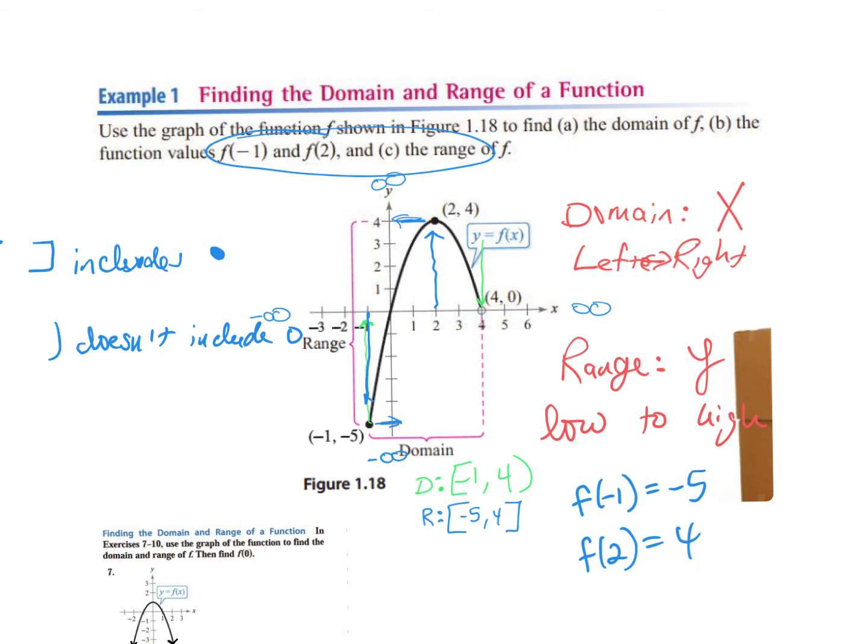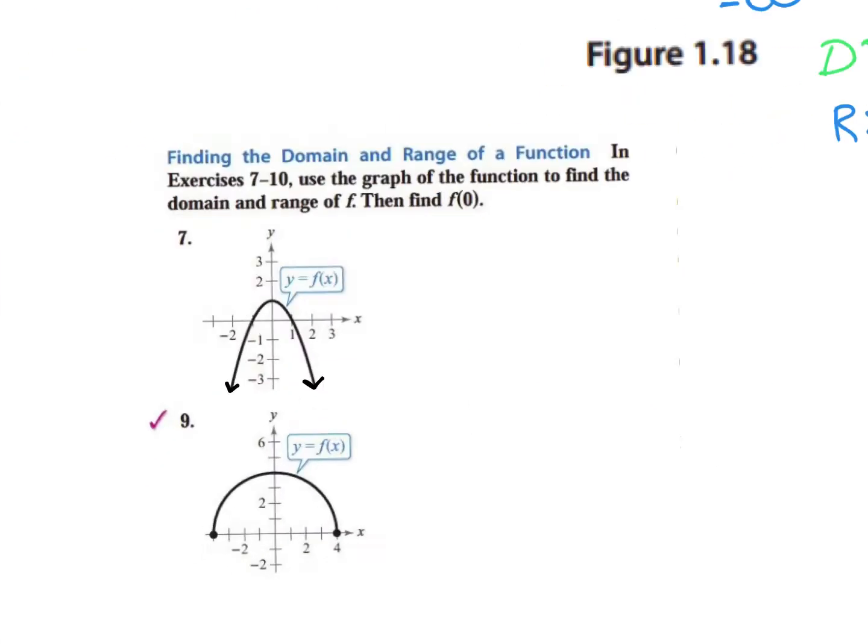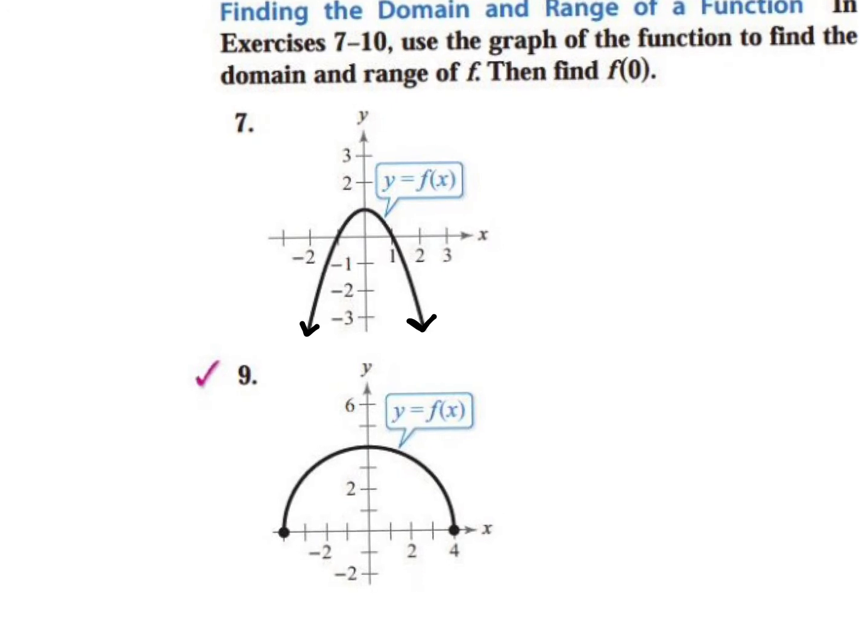Does that make sense? We're all right? All right, let's look at these two. First of all, how are these different? One has arrows, the other one doesn't. What do the arrows tell me again? That they go on forever and ever. All right, so let's remind ourselves a little bit about domain and range. Again, domain is on my x-axis. Negative infinity is on the right.